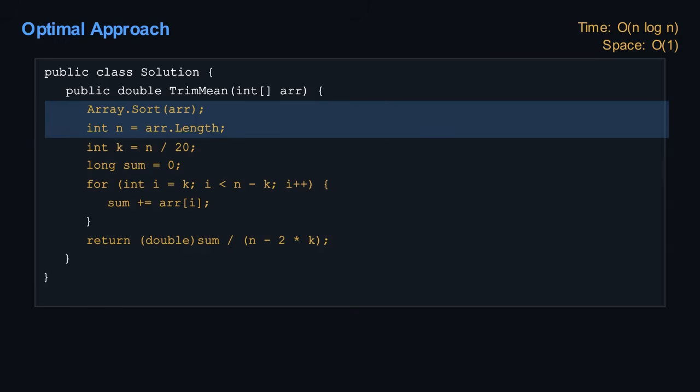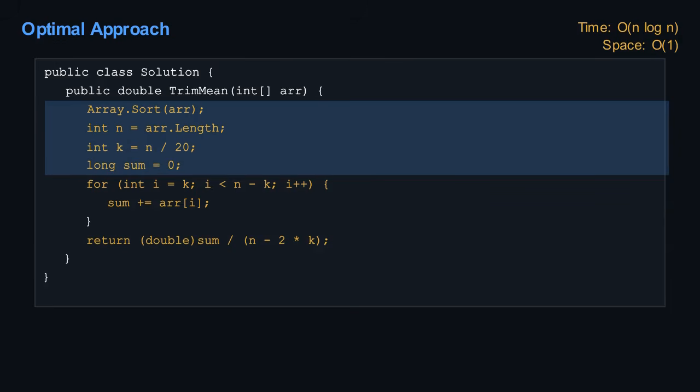First, sort the entire array. Then, calculate k, which is 5% of the array's total length. We'll need to remove k elements from the start and k elements from the end. This means the elements we care about for the mean calculation will be from index k up to, but not including, index n minus k.